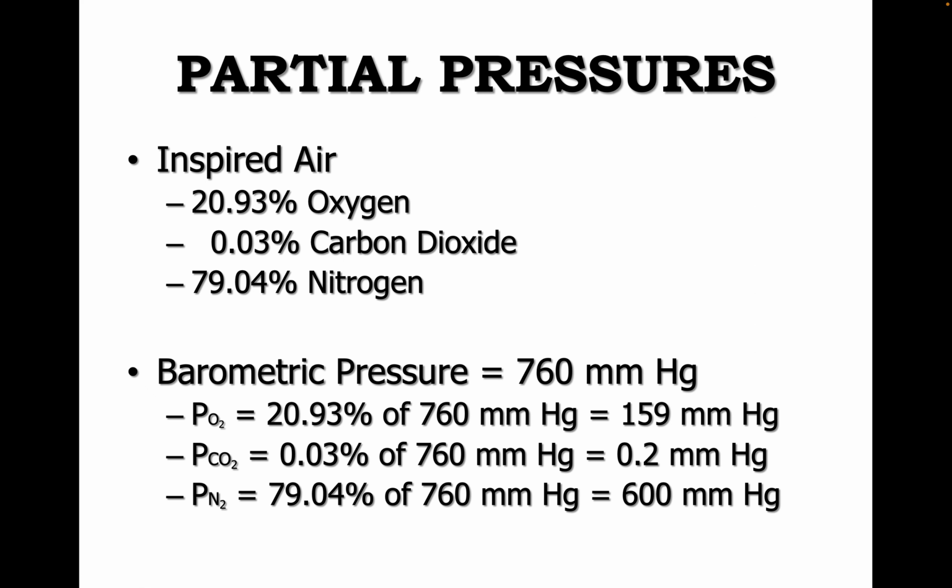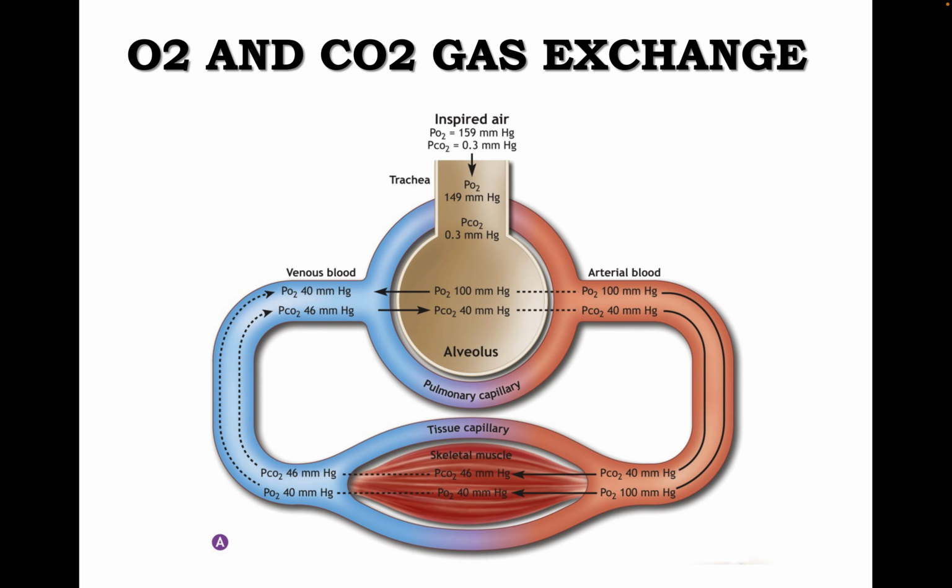Or not at rest there, it's just the amount of air we breathe in. Now let's take a look at how oxygen and carbon dioxide, how are those gases exchanged in the body? And to set up this diagram, this circle up here, this is going to be your alveoli sac.